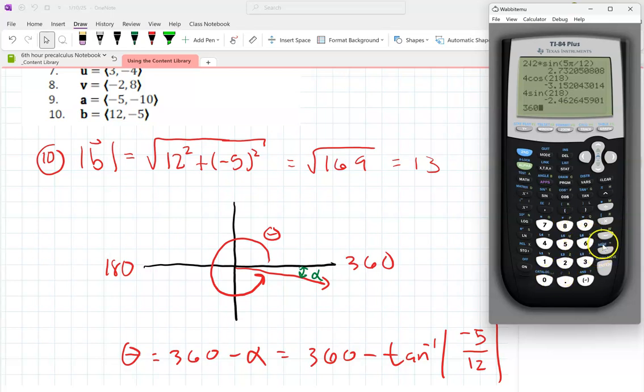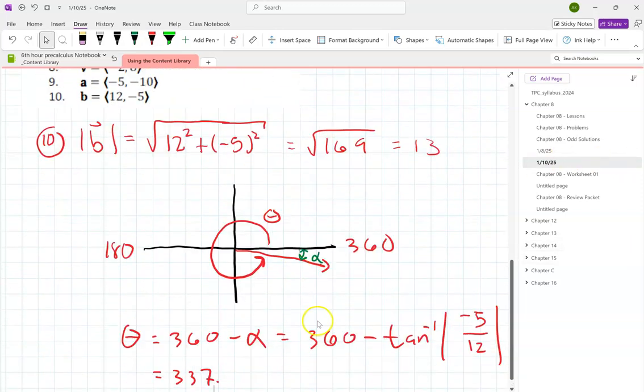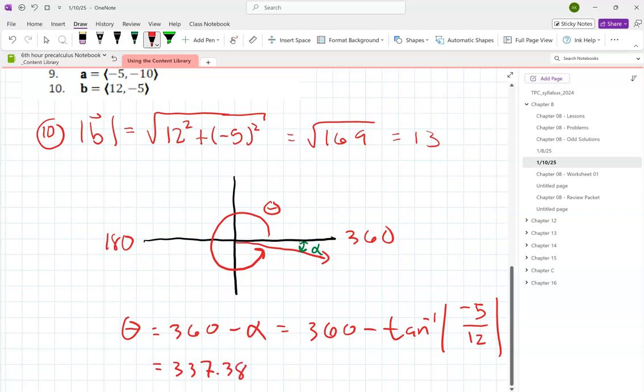So 360 minus tan inverse. And I'm going to do the absolute value in my head rather than typing it into my calculator. It's pretty easy to make 5 positive in my head. So I get 337. I guess it asked me to round to the hundredth, though, right? I guess I need some decimal points. 0.38. So there's my magnitude and direction.